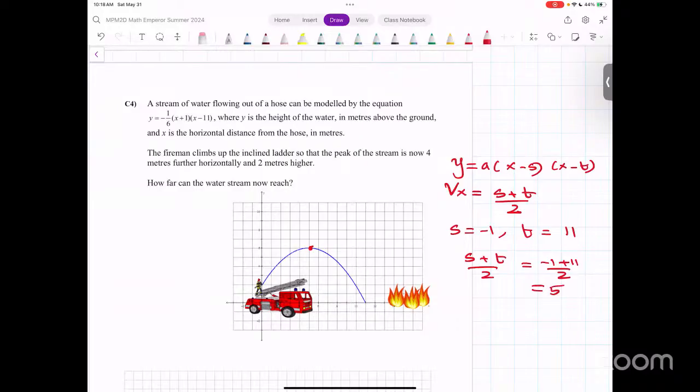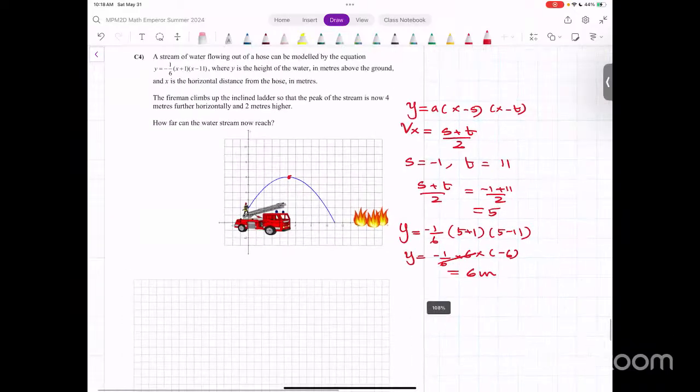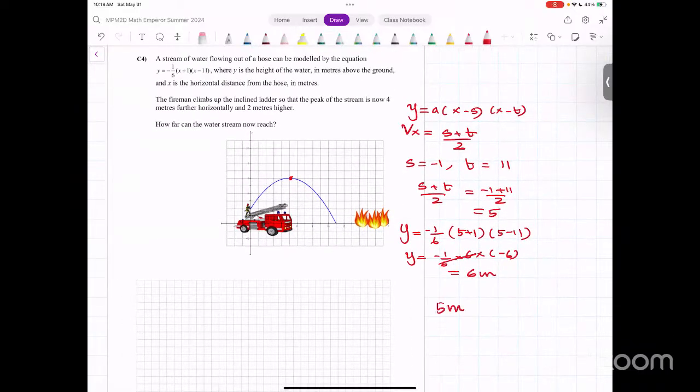Now, how do I find the y? I'm going to plug in here: -1/6 times 5 plus 1 times 5 minus 11. If I do the math, -1/6 times 6 times -6, you can see that is going to be 6 meters. So based on the original model, you can go 5 meters horizontally and 6 meters vertically. So this is the original model. You can go 5 meters horizontally, and vertically, you can go 6 meters.